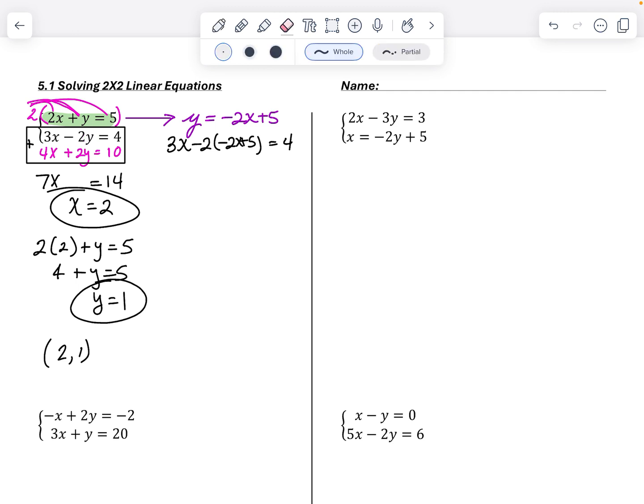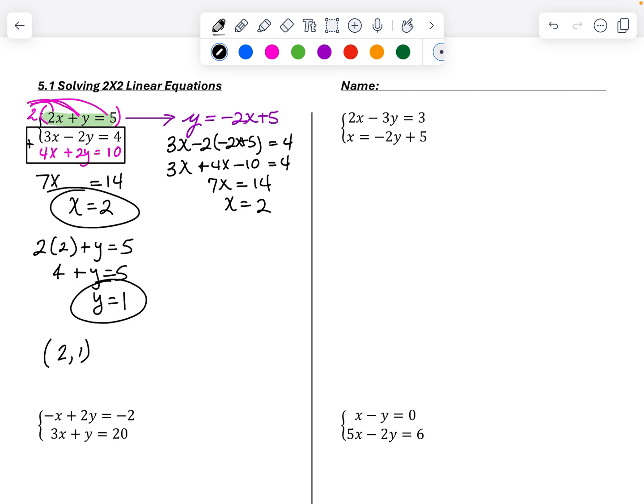And now we're down to one equation with one variable x. So we got 3x. Negative 2 times negative 2x is positive 4x. Negative 2 times 5 is negative 10 equals 4. 7x equals 14, sorry, I first said x equals 14, my bad. And that makes x equal 2.